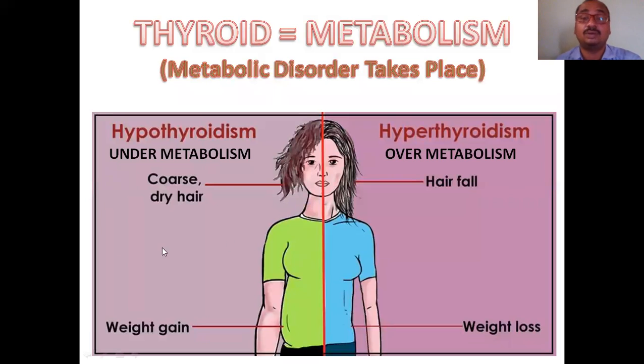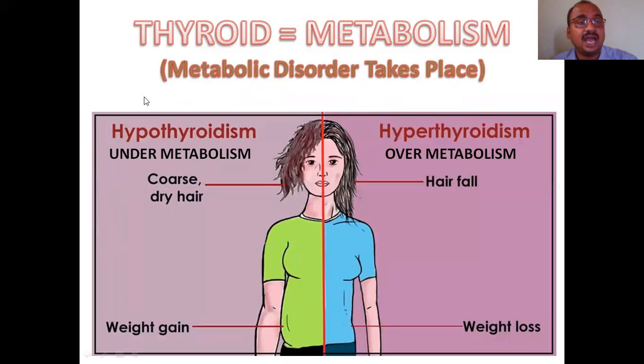We know the thyroid very well. In your relatives and in your family, there will be a number of thyroid patients, and they are increasing day by day. Thyroid is nothing but metabolism, and metabolism is nothing but thyroid. Keep that in your mind. Metabolic disorders take place if your thyroid gland is not working. There are 2 types of thyroid dysfunction.